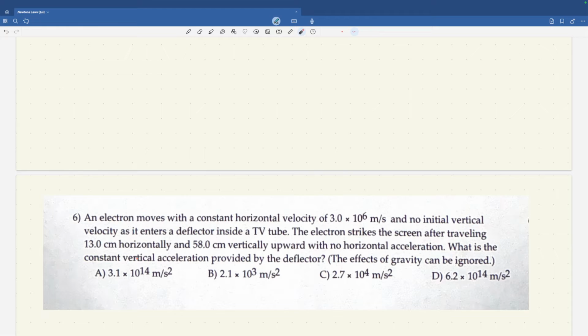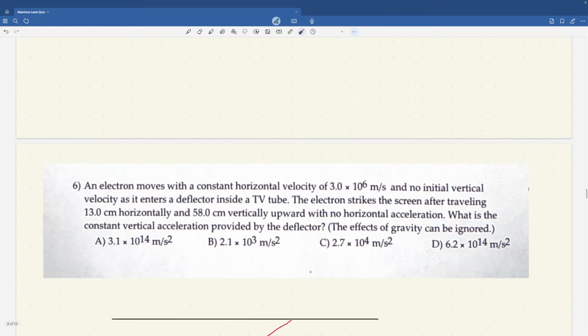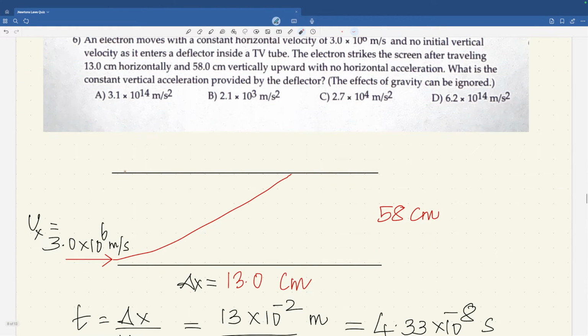The effects of gravity can be ignored. So in this case, the forces are electric forces, and therefore the acceleration is due to the electric force, so we're not considering gravity. But the diagram is again important. So you have these two plates, the deflecting plates, and normally between them you have a voltage setup, and that voltage is responsible for deflecting the electron.